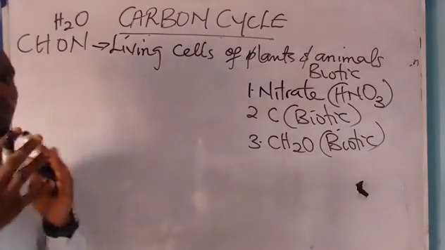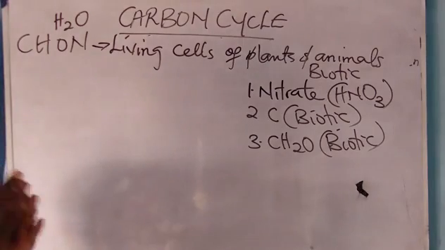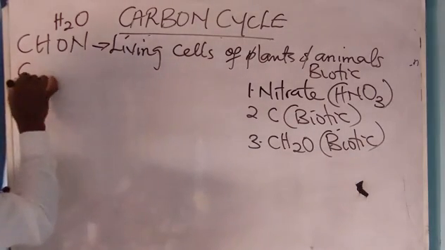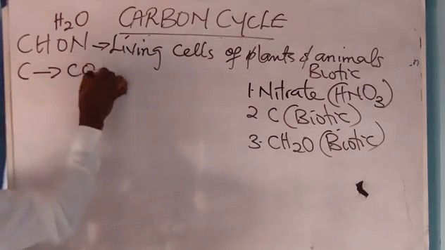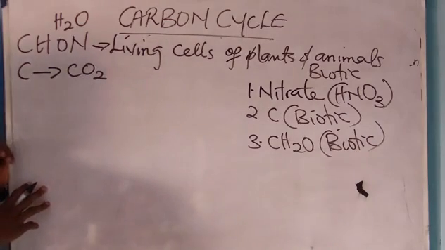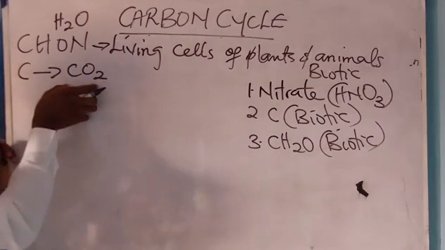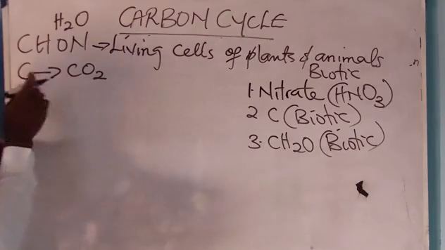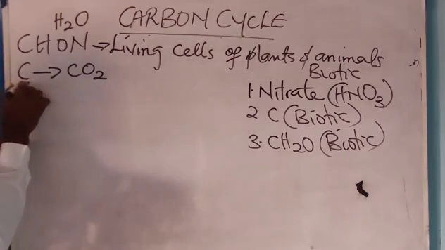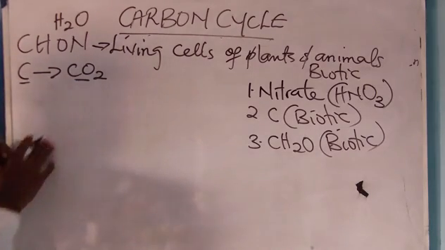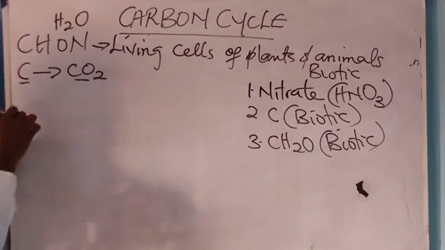Producers have the ability to convert carbon to carbon dioxide. You know, carbon is biotic, while carbon dioxide is abiotic. Take note of that.